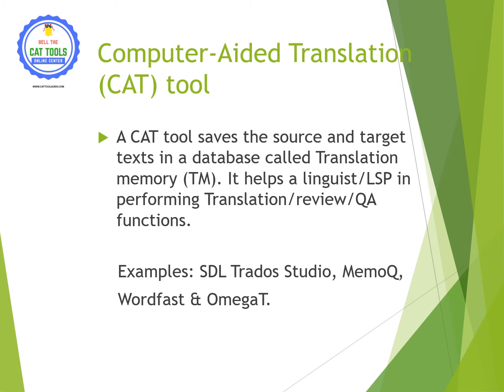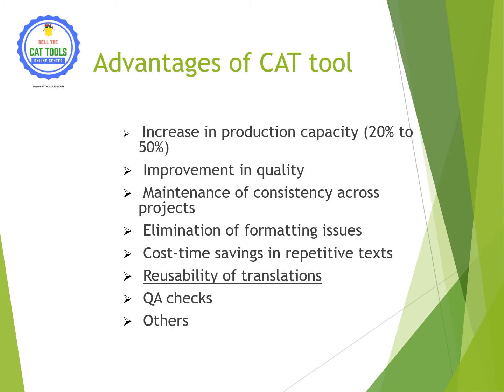Okay, next, what are all the advantages of a CAT tool? Increase in production capacity. For example, if you are translating 2000 words per day, and you start using a CAT tool, your production capacity will increase to 2200, 2500, or even 3000, depending on how well you use the CAT tool.